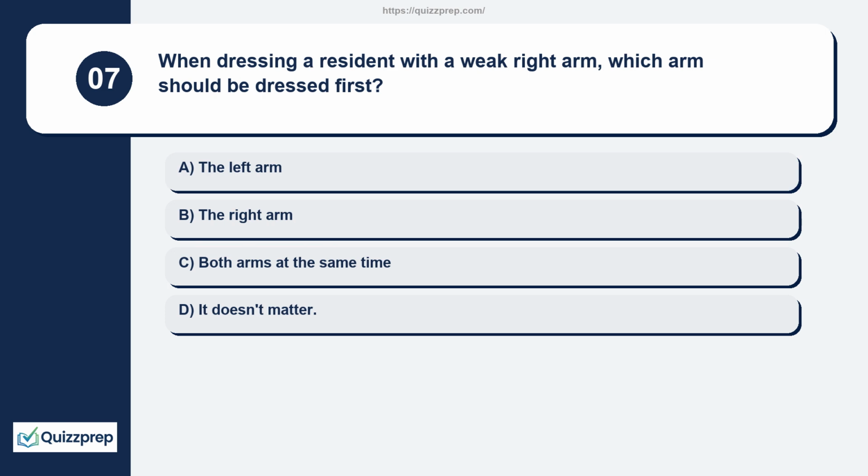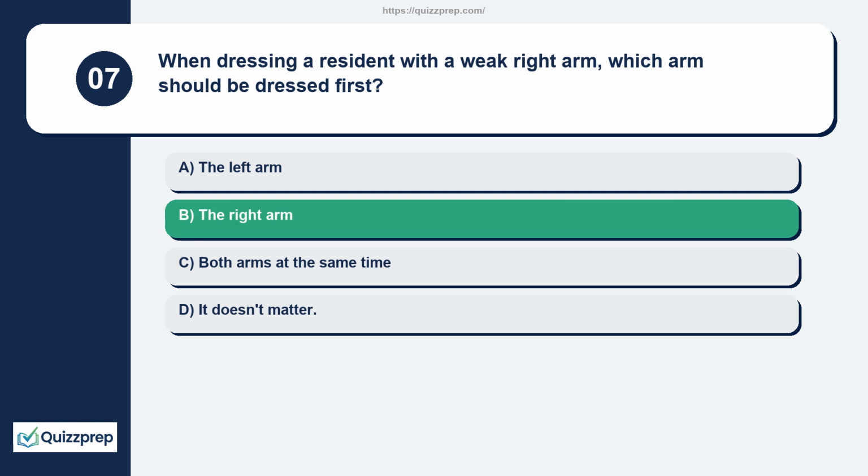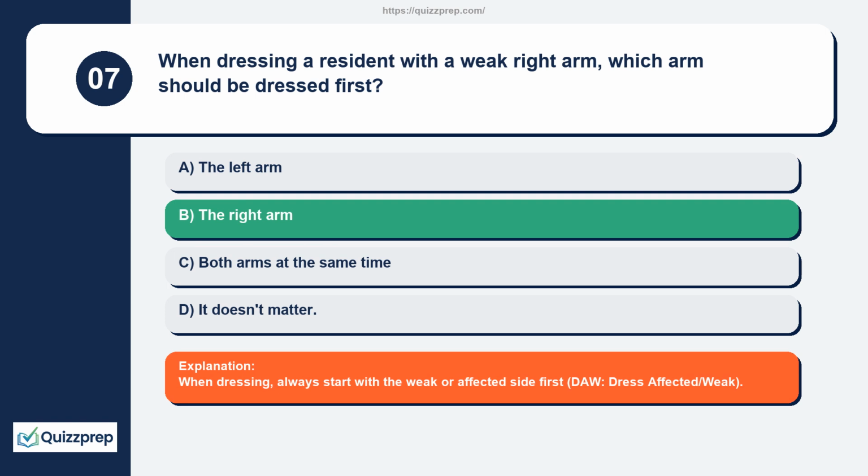Question 7. When dressing a resident with a weak right arm, which arm should be dressed first? The left arm, the right arm, both arms at the same time, it doesn't matter. When dressing, always start with the weak or affected side first.